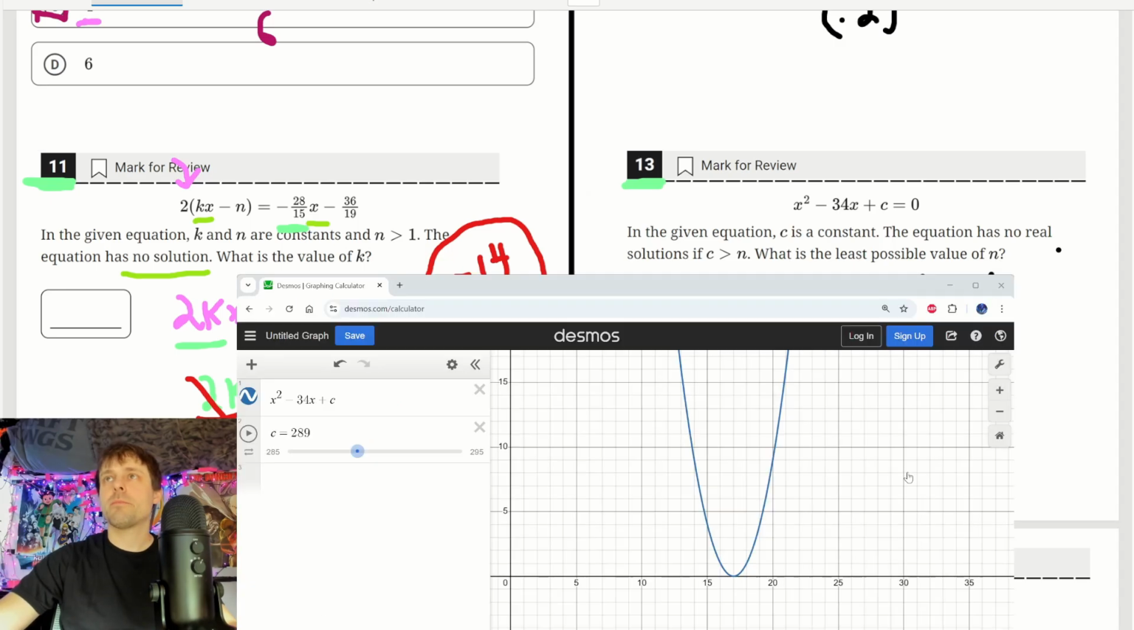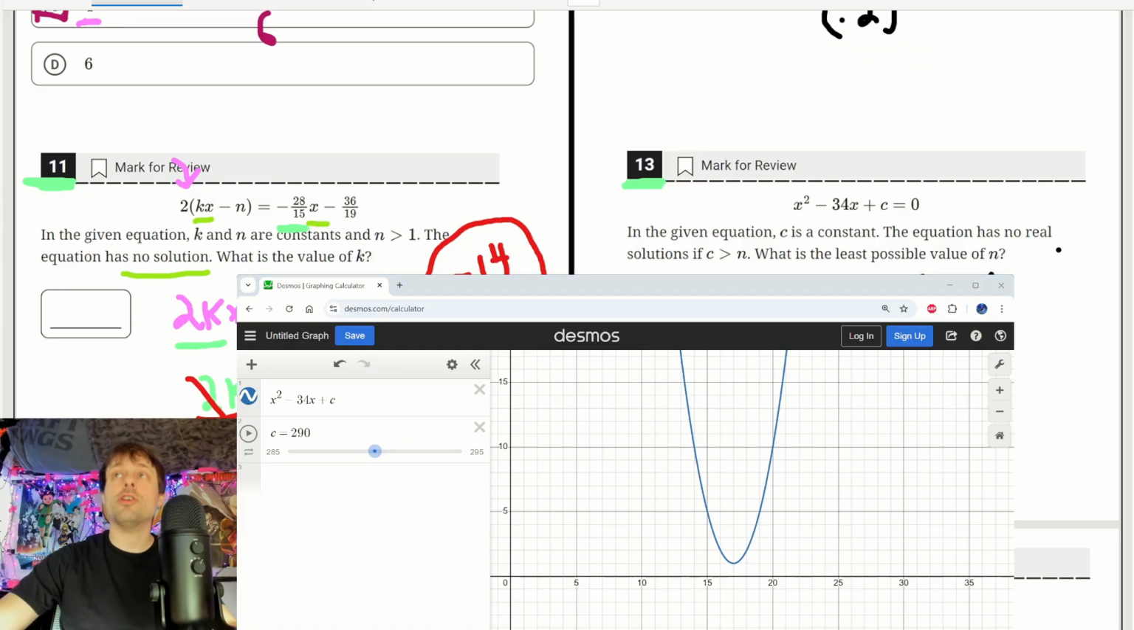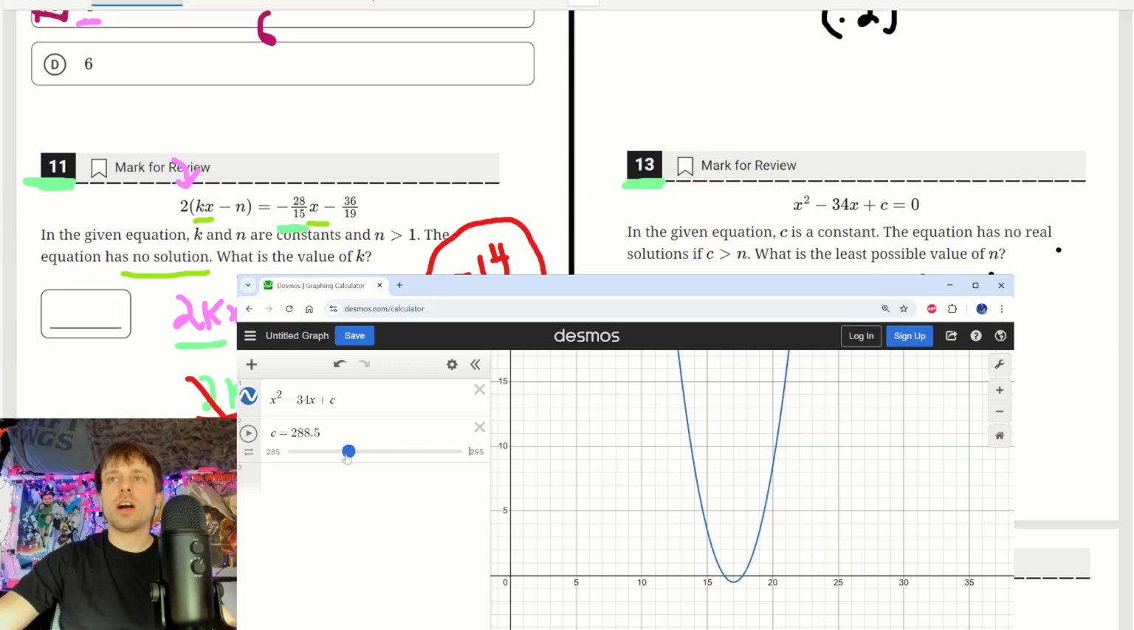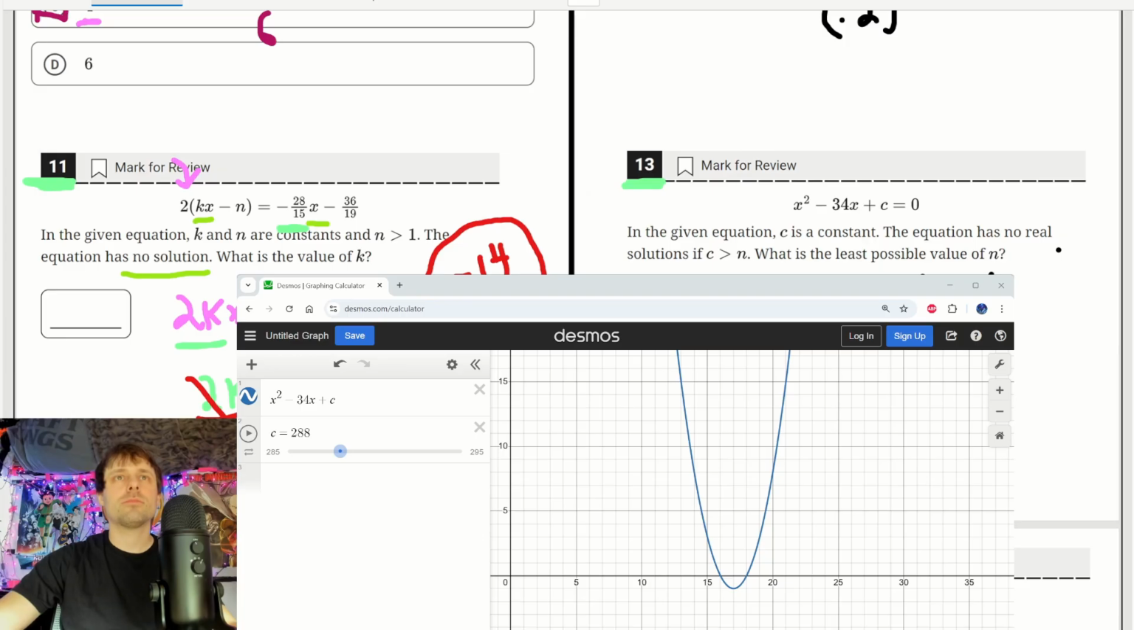If we jump back, we could maybe test, and I'll just stick with integers here. When we go to 290, that's going to be no intersections. So I'll just write this in the background. When c is equal to 290, that is no solutions. And then finally, if we go across, and again, stick with an integer, 288, c is equal to 288, we have two solutions. Okay, let's hide Desmos.